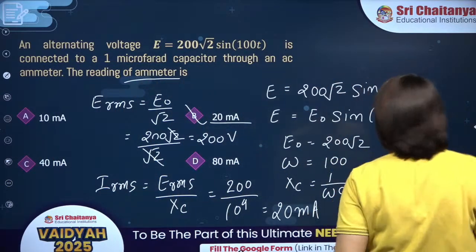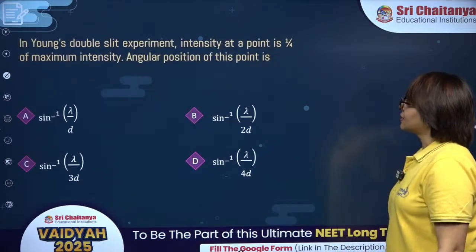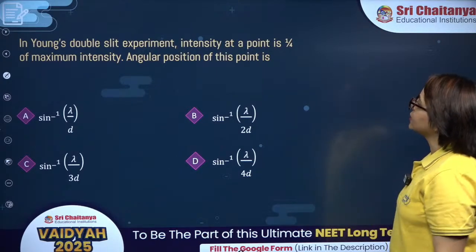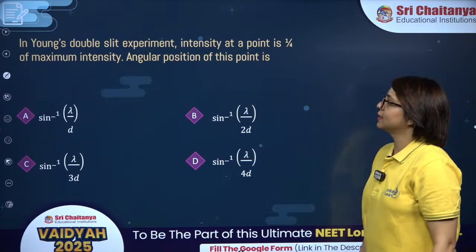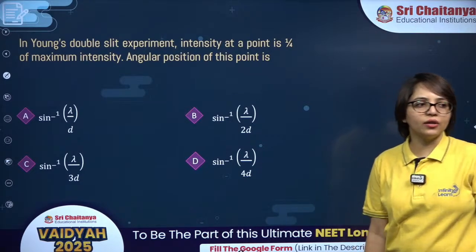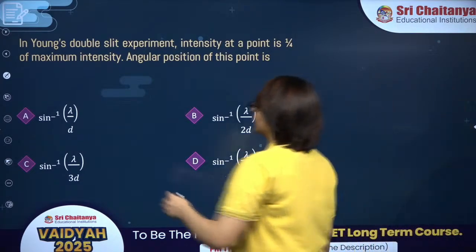Well done, beta. Chaliye. Next is this one. In Young's double slit experiment, intensity at a point is 1/4 of the maximum intensity. What is the angular position of this point? You have to find the angular position theta of this point.